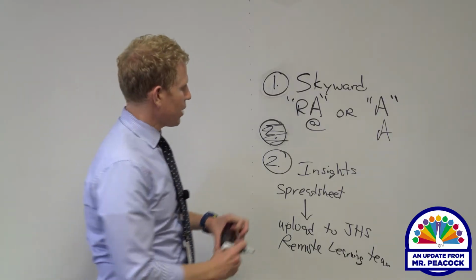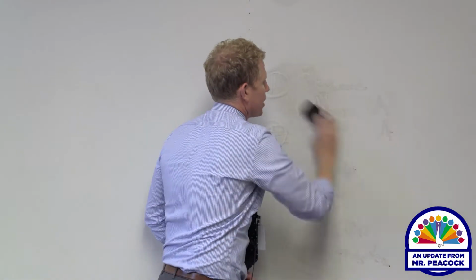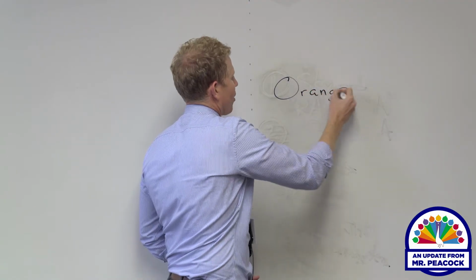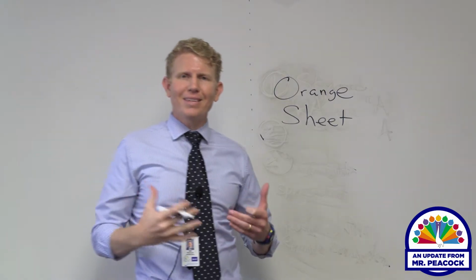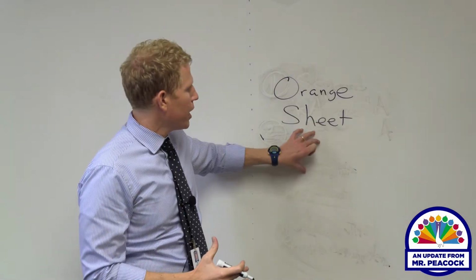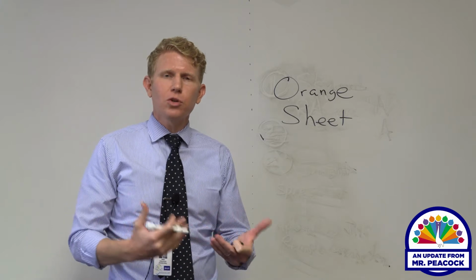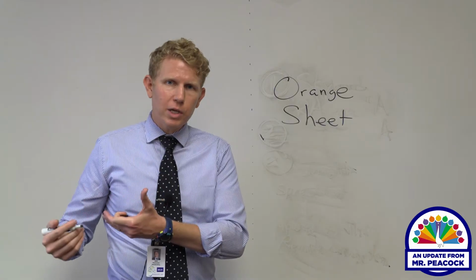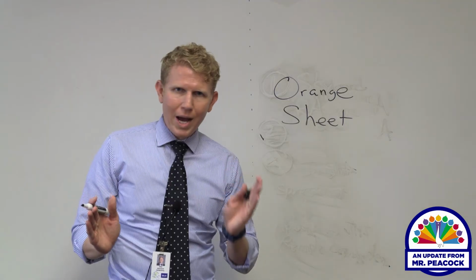Okay? Next thing I want to talk about real quick. Now, this is the last thing about remote attendance, and we're going to call this the orange flyer, or let's call it the orange sheet. This is what was placed in your mailbox this afternoon, the afternoon of September 1st. Okay, this is a one-time thing. And what this orange sheet does is it explains to you how to use Microsoft Insights to create a spreadsheet to track your remote learners from the beginning of school to right now.